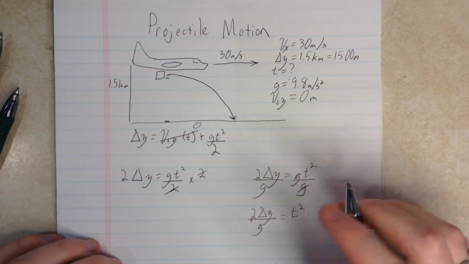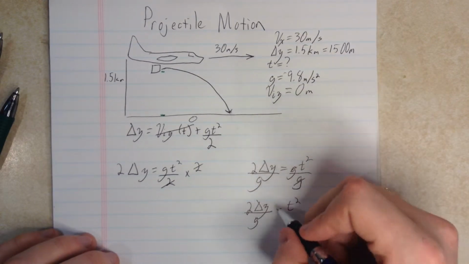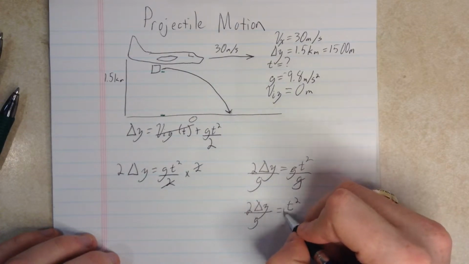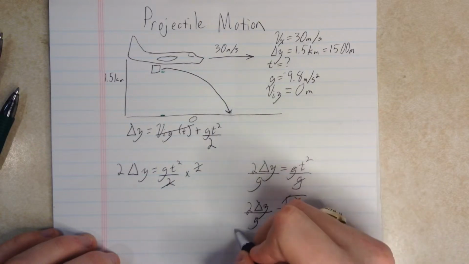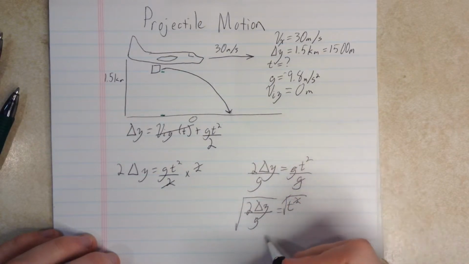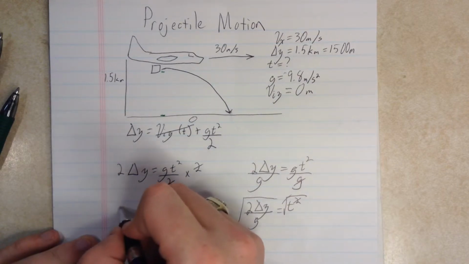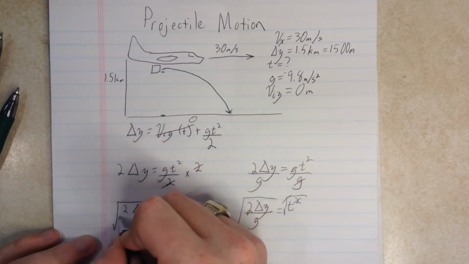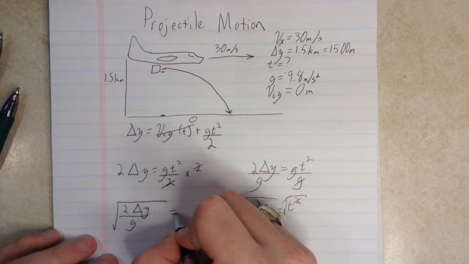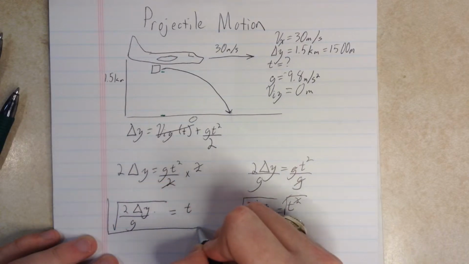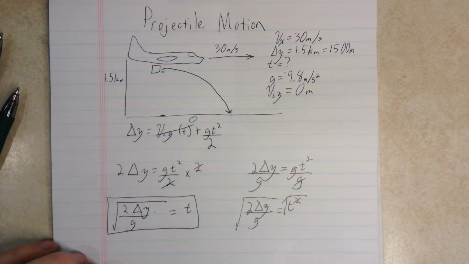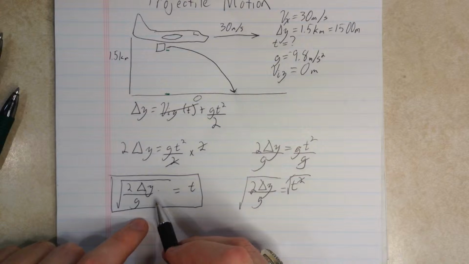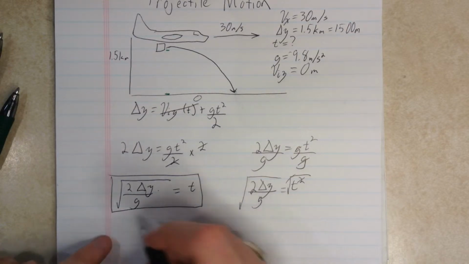Now, you're not done. We need to go ahead and take the square root of both sides, because this is solved for t squared, not t. So take the square root of this, our square and the square root cancel, and what we finally end up with is the square root of 2 delta y over g is equal to t. So that's the formula that we'll use. We can go ahead and plug in our numbers to find what t is.